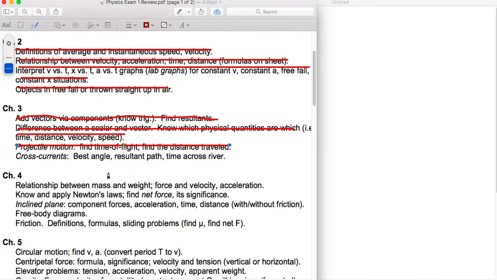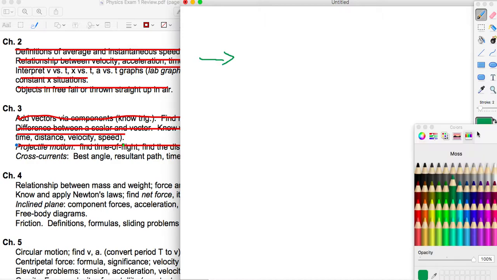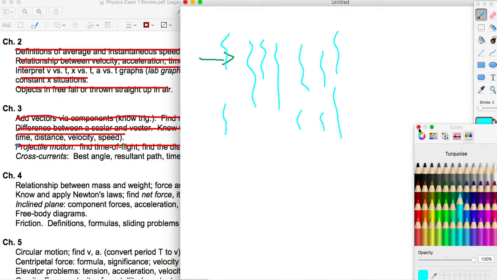Cross current is something that I did not address in one of my videos, but I will be making a video soon about it. But it's just the same thing as projectile motion. You can think about it. Because, for example, if a swimmer is swimming not against, but perpendicular to the current, so that means that the water would be going this way. Right, and then the swimmer is going this way.